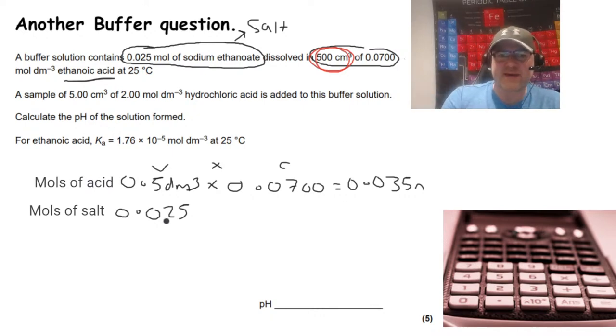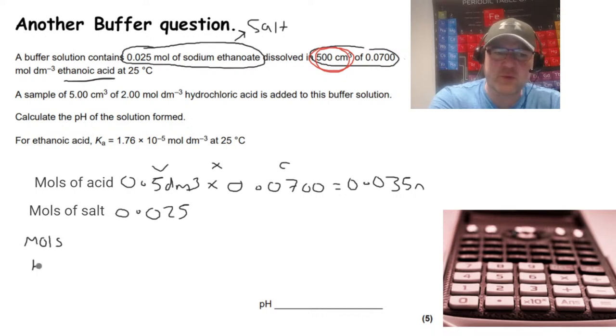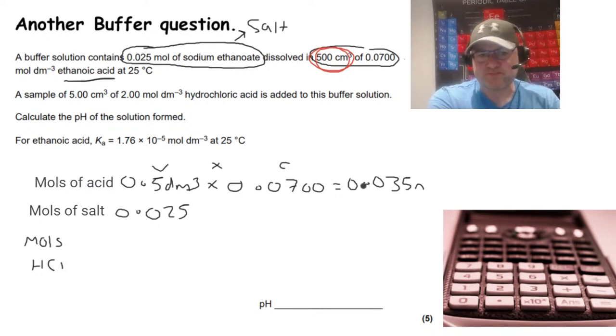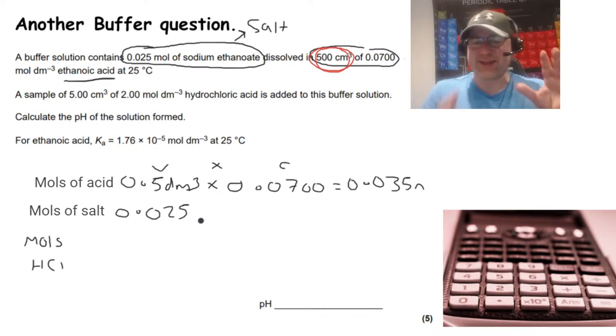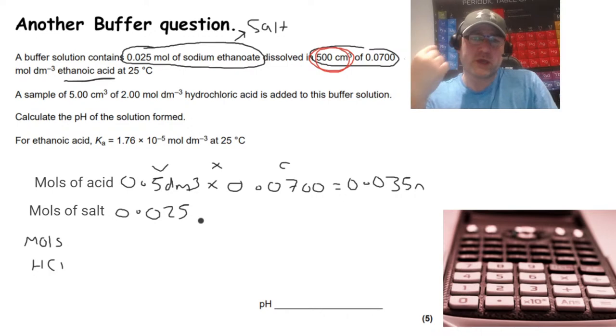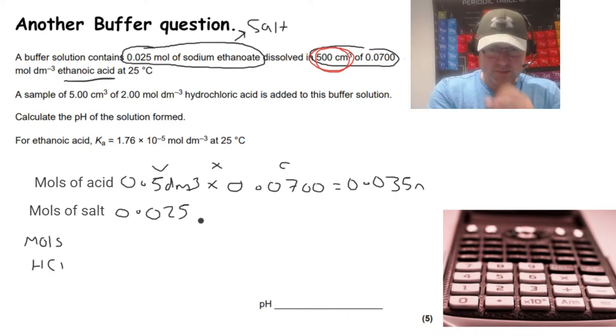So I should be starting with 0.035 moles of acid, and I've got 0.025 moles of salt. Well, what's happened here is someone's added hydrochloric acid to this buffer. What's that going to do to the moles of acid? What's that going to do to the moles of salt? Well, let's first of all work out the moles of the hydrochloric acid. Now, if you wanted, as these are both in 500 centimeters cubed, you could do the moles of acid over the moles of salt times the Ka minus pH log and work out the pH beforehand. That's not part of the question, but we could do, just to show you.